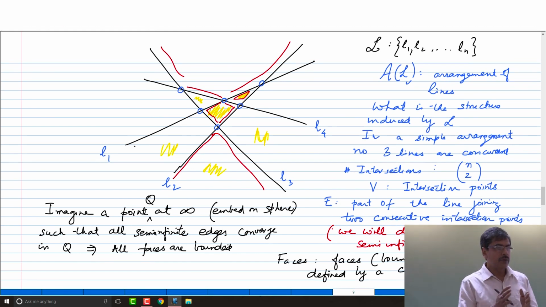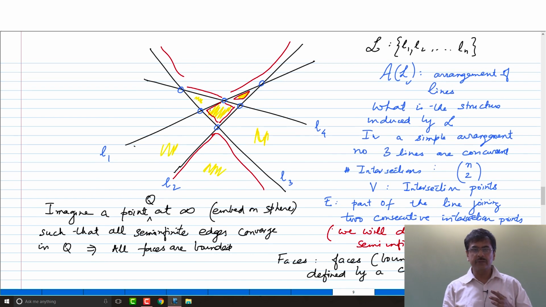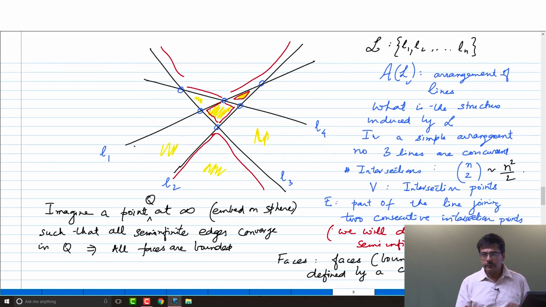There is one thing that you can easily invoke without even blinking, and that is because it's a planar graph, from Euler's formula, the number of faces, number of edges, number of vertices are all linearly related to each other. So once I've got a bound on the number of vertices, that is about n square, let's say n square by 2 or whatever, then the number of faces and number of edges will also be bounded by this. That is one way of just brushing it aside.